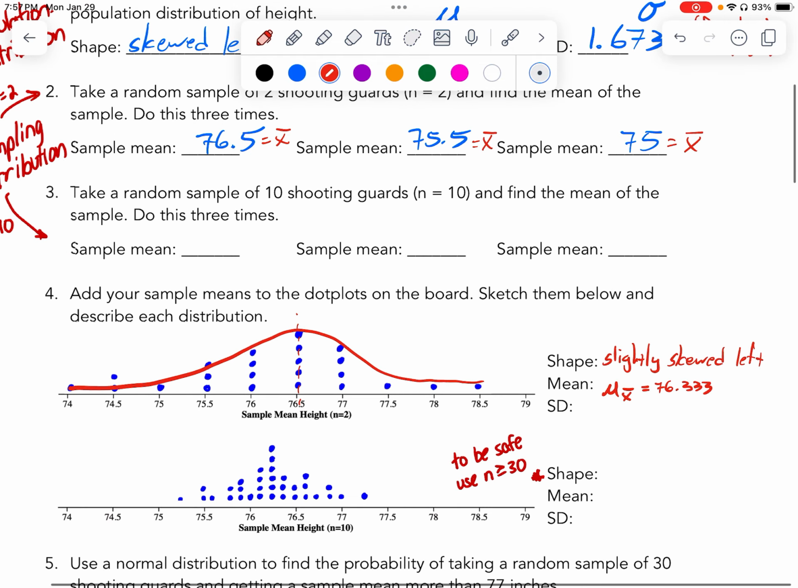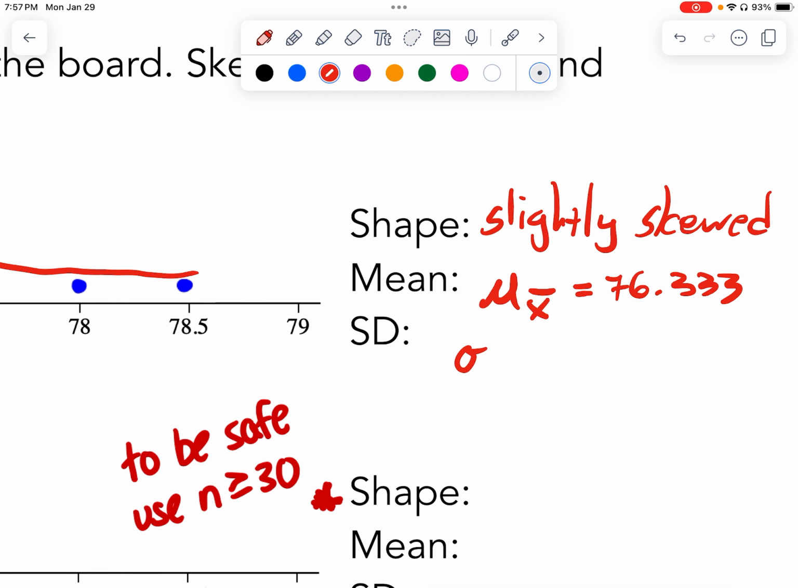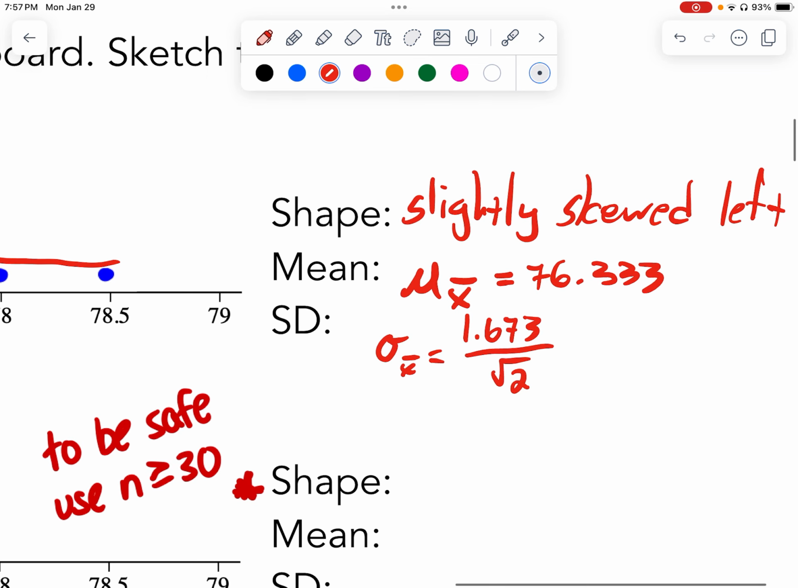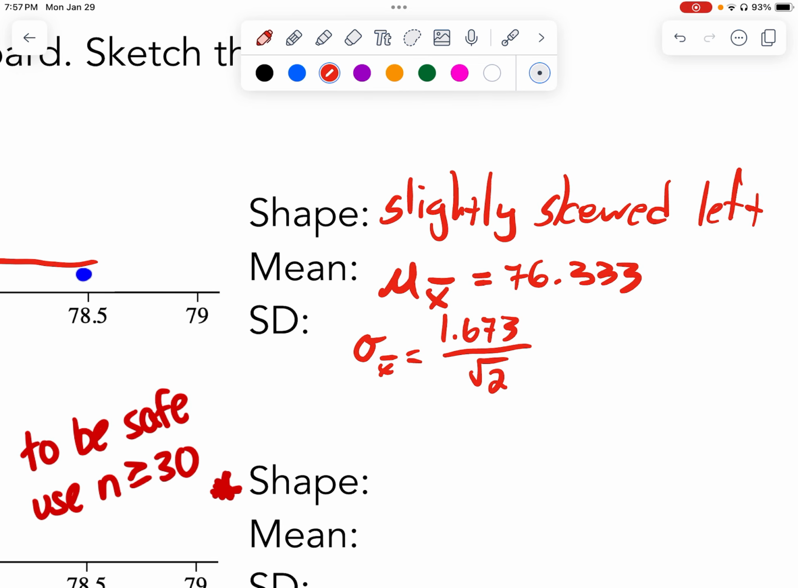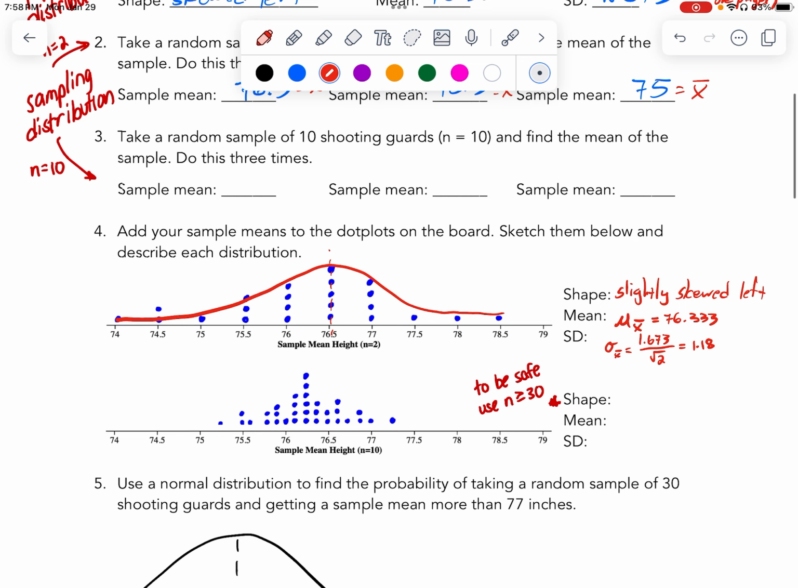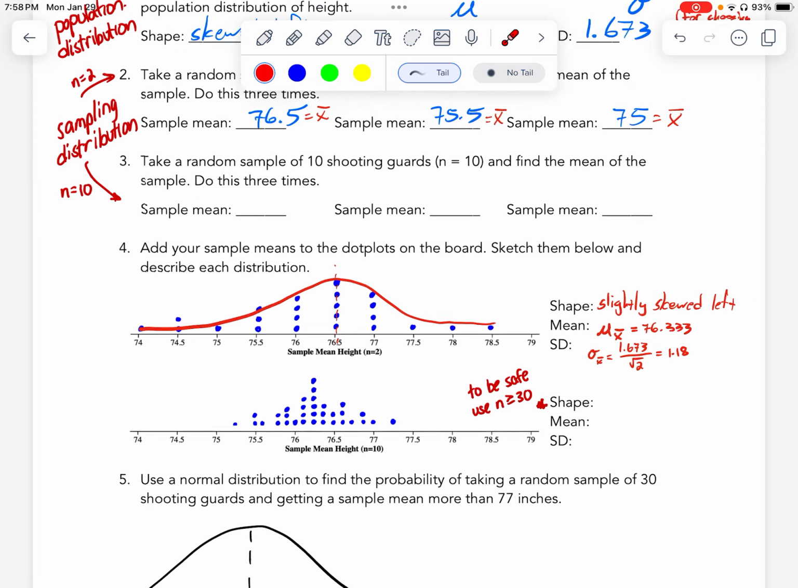So if you recall, you have to take your standard deviation, which is right up there, and you divide by the square root of n, which is the square root of 2. You can do that on your calculator, but you're going to get 1.18. Okay, so that's what we know the sampling distribution will look like when we are only taking 2 shooting guards at a time.